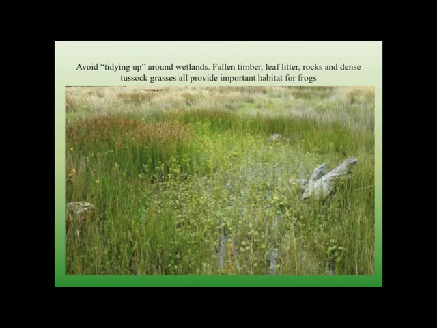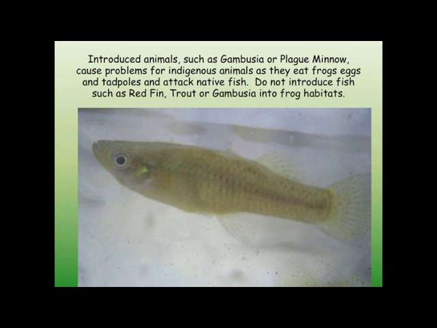And so one thing I suppose, we have this thing about tidying up. We like things to be neat and tidy. But if you remove things like rocks and logs and tussock grasses, that's all the microhabitat where the frogs live. They don't just need the water to be able to breed in, they also need their non-breeding habitat. So when the wetlands dry out, they need to move out into the other vegetation and the rocks and logs and things. And as I was saying before, things like redfin trout or gambusia, any of those sort of introduced fish aren't really compatible with frogs. So don't put them in frog habitats.